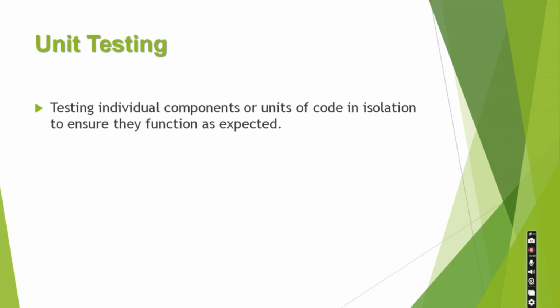So unit testing is like testing individual units of components or code in isolation to ensure they work correctly. For example, testing a function that calculates the total price of items in a shopping cart. That is one part of the shopping application.